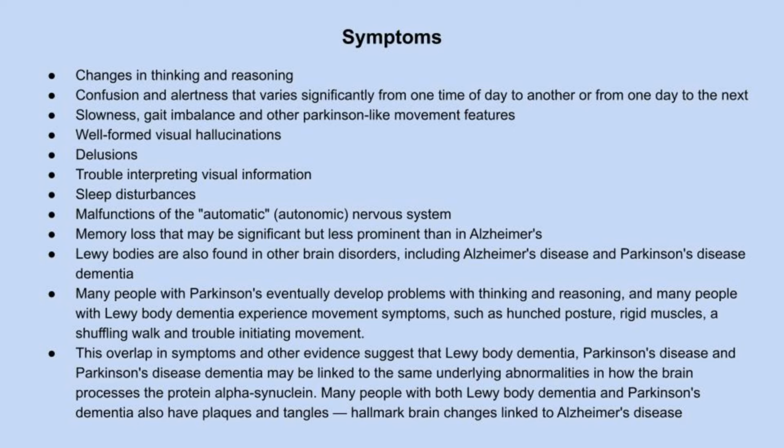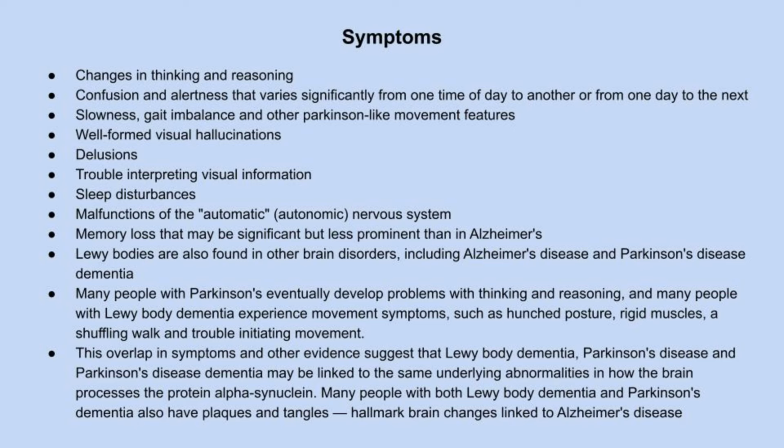in Parkinson's disease dementia. So many people with Parkinson's eventually develop problems with thinking and reasoning, and many people with Lewy body dementia experience movement symptoms similar to Parkinson's. So hunched posture, rigid muscles, a shuffling walk, and trouble initiating movement. So these overlap in symptoms and other evidence suggests that Lewy body dementia, Parkinson's disease, and Parkinson's disease dementia may be linked to the same underlying abnormalities in how the brain processes the protein alpha-synuclein.